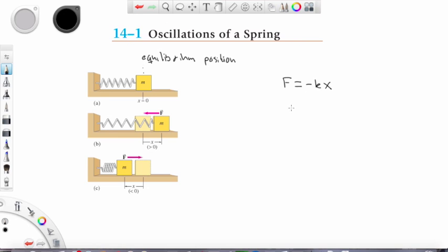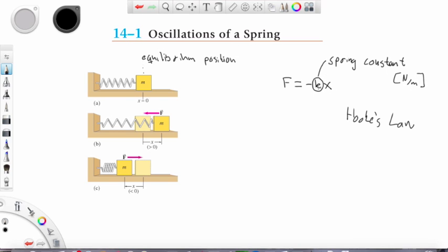This kind of physical dependence is known as the Hooke's law. Whenever the restoring force F is proportional to the displacement, we call it the Hooke's law. And the proportionality constant in this case is k. And particularly in this case, it's called the spring constant. Its units are newtons per meter.